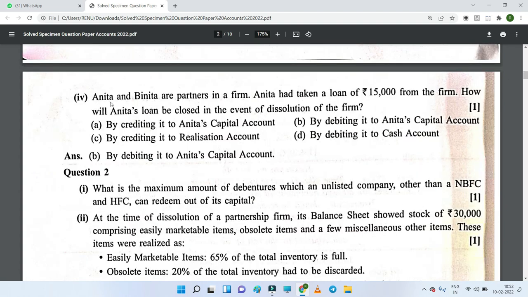Now the fourth question says, Anita and Vinita are partners in a firm. Anita had taken a loan of 15,000 from the firm. How will Anita's loan be closed in the event of dissolution of the firm? Now as we know, for closing the loan account, the entry will be Anita's capital account to loan account. Here, out of the options provided, the correct one is debiting Anita's capital account. We don't have to credit Anita's account, but we have to debit. The other one, crediting realization account, is also wrong, and the fourth option, debiting cash account, is also wrong because here we are not receiving any cash. So the correct answer is debiting Anita's capital account.